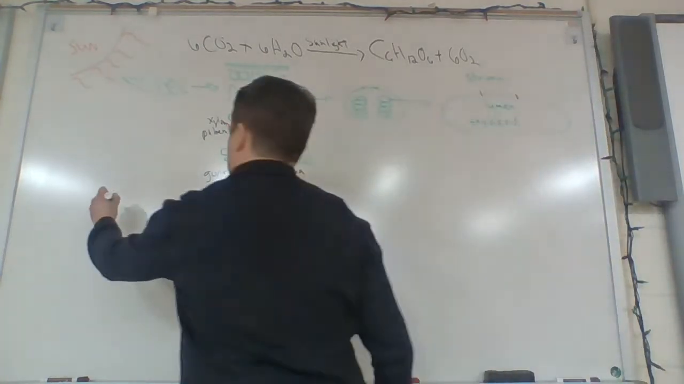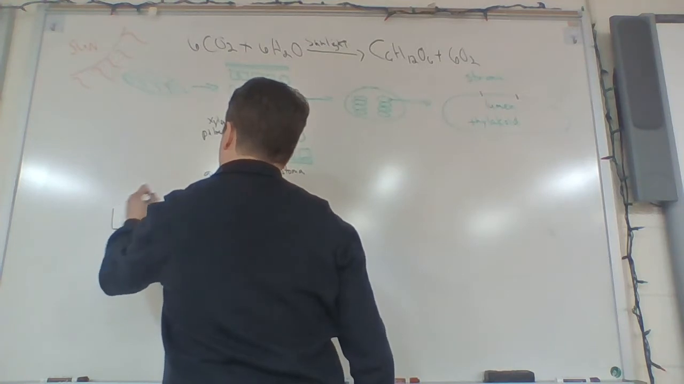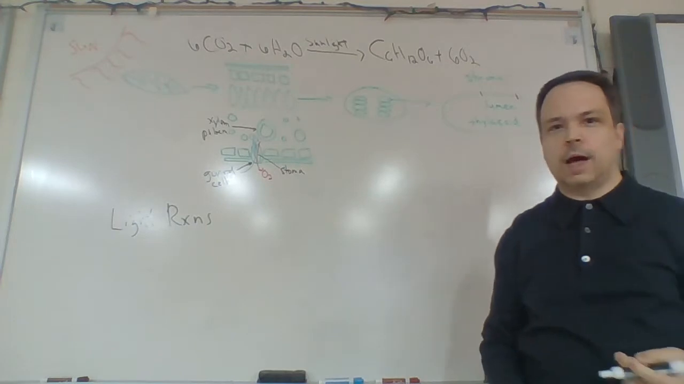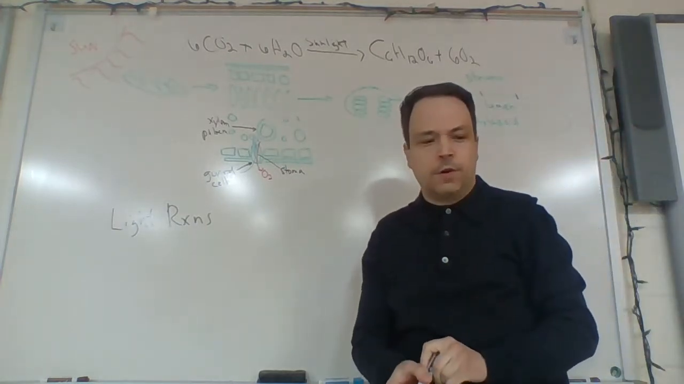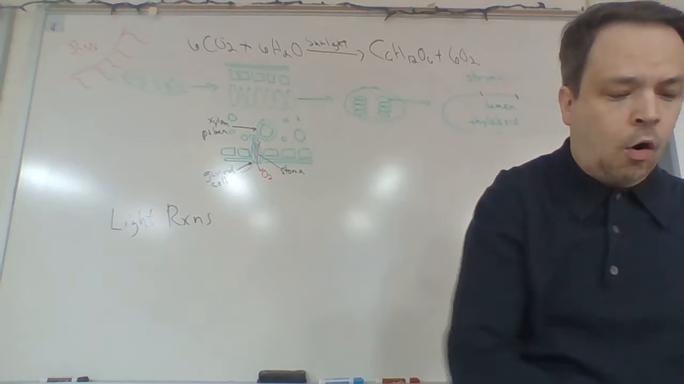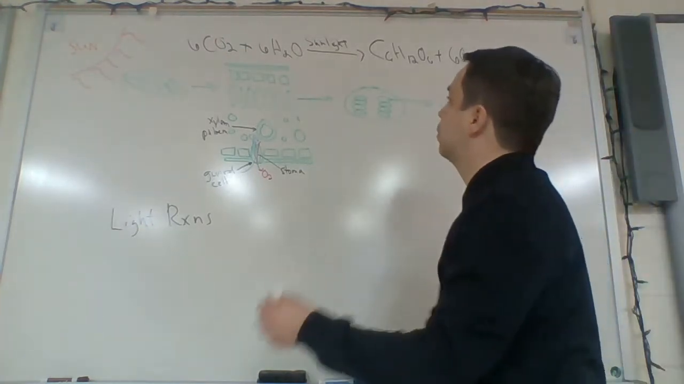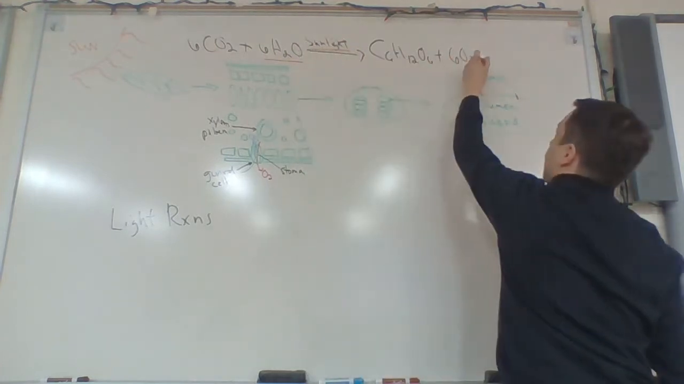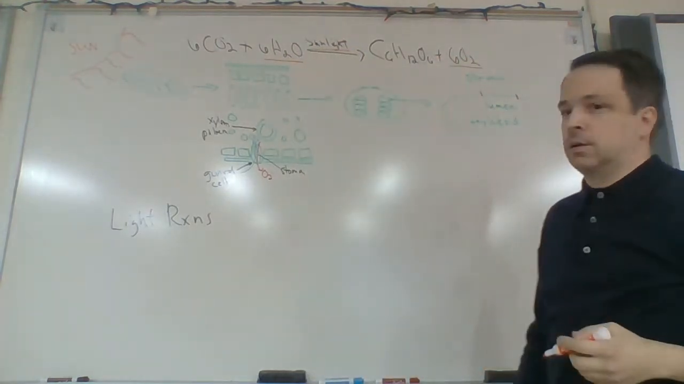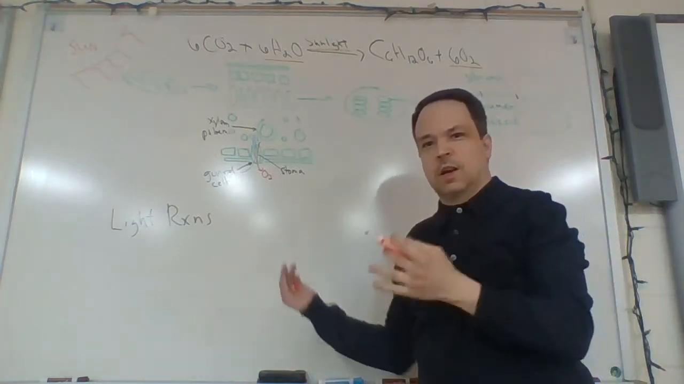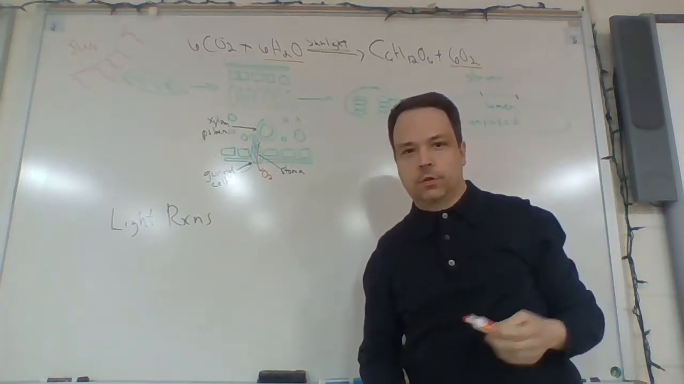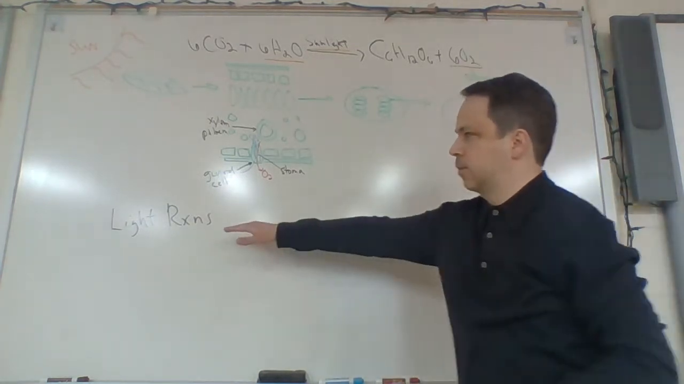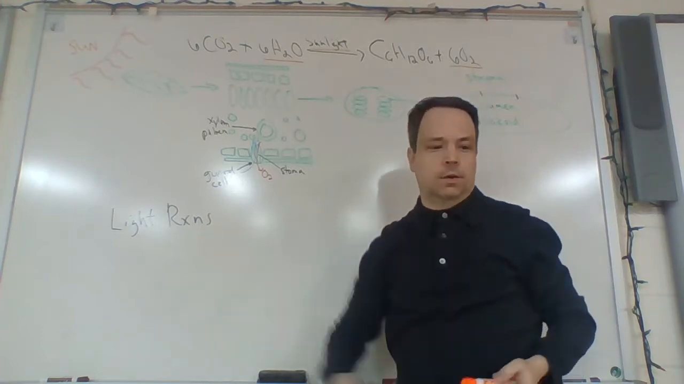Okay, the light reactions. Those reactions that depend upon light in order to happen. So with this part of the photosynthesis equation, all we're really dealing with right now is water, sunlight, and oxygen. The carbon dioxide and the glucose will come later in what's called the light independent reactions. Right now, we just care about the light reactions. What's happening with the sunlight?